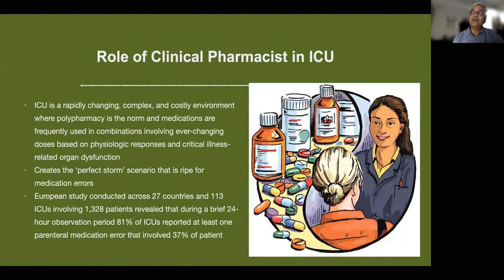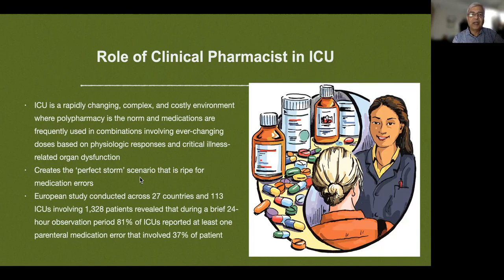So what is the role of a clinical pharmacist in the ICU? ICUs today are changing. They are becoming more and more complex, and the environment is more and more costly. Too many drugs are on in a patient, and medications are frequently used in combinations involving ever-changing doses based on physiological responses of the patient. And this can cause critical illness-related organ dysfunction. This is a perfect scenario for a storm, and you can always have multiple medication errors in the ICU because of too many drugs being used and too many changes at all times.